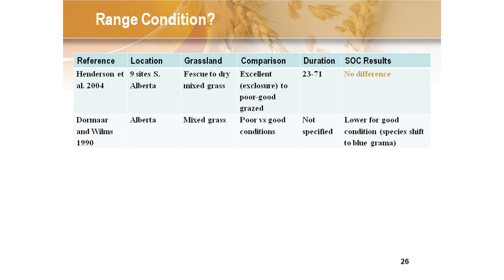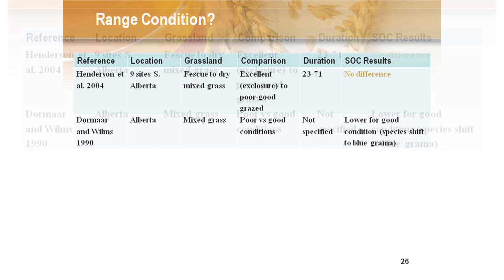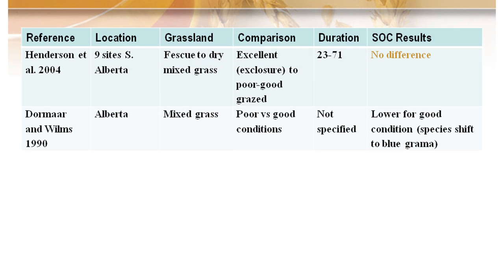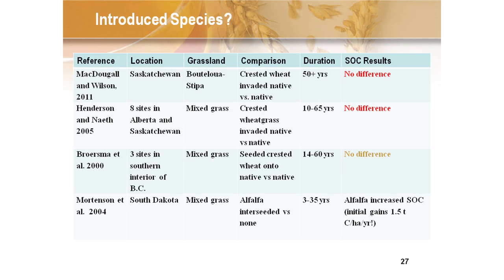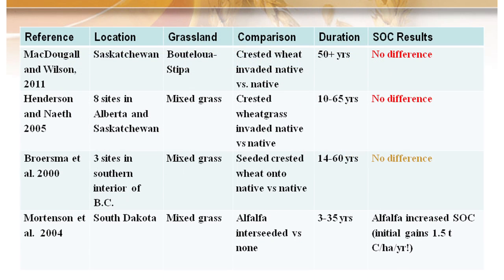So we can look a little bit at range condition, and this is not range health, but the older range condition. A few studies have compared this; some of them are actually no grazing versus grazing, with no difference. One, from Romar and Wilms, found that because of species shift, the poor condition actually had more carbon than the good condition. What about introduced species? There are a number of studies that particularly deal with crested wheatgrass, whether it's invaded or was even intentionally seeded.